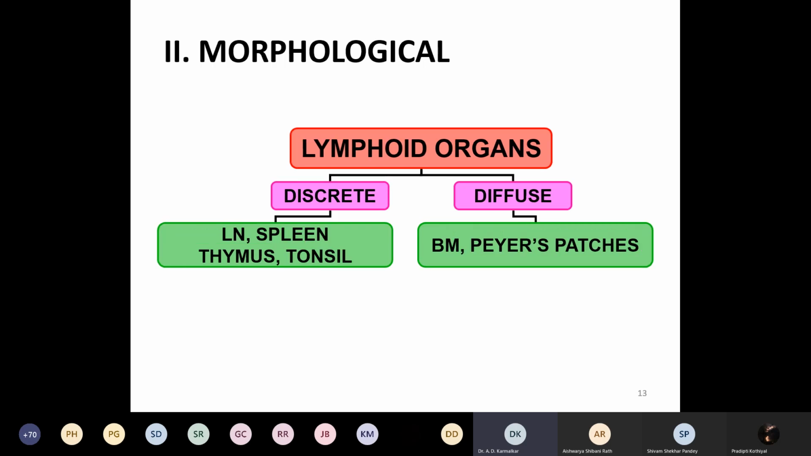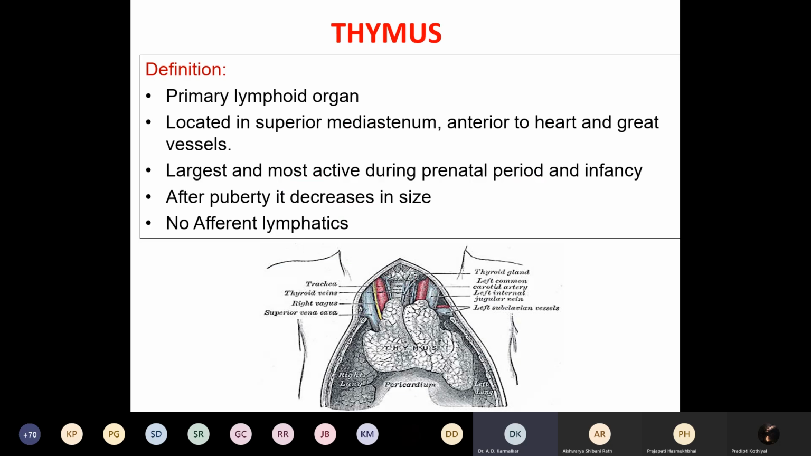Lymphoid organs are of two types. One is discrete, such as the lymph node, in which they are arranged in the form of lymphatic nodules; the spleen, with red pulp and white pulp; and the thymus, with cortex and medulla. In the tonsil, there is a form of lymphatic nodule. The diffuse form is shown in the form of Peyer's patches. Okay, so that is the functional, and there is also a morphological classification.